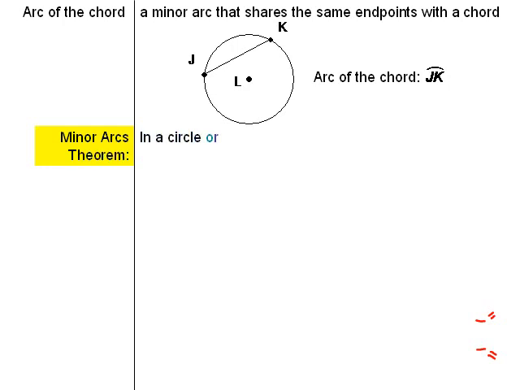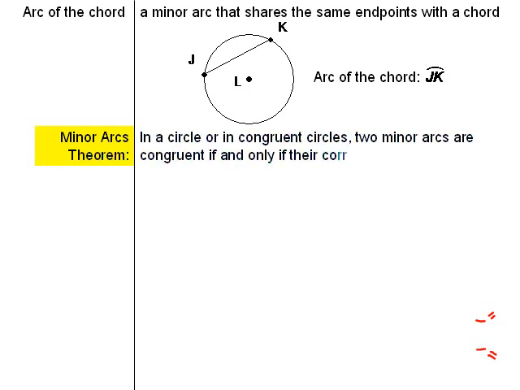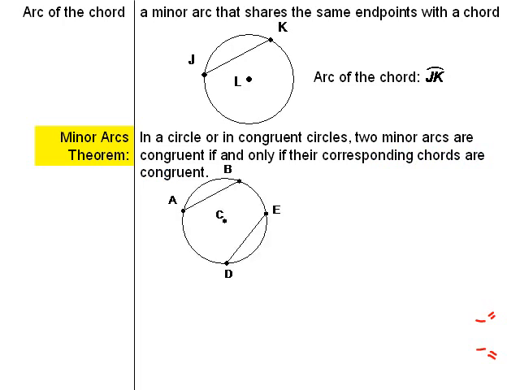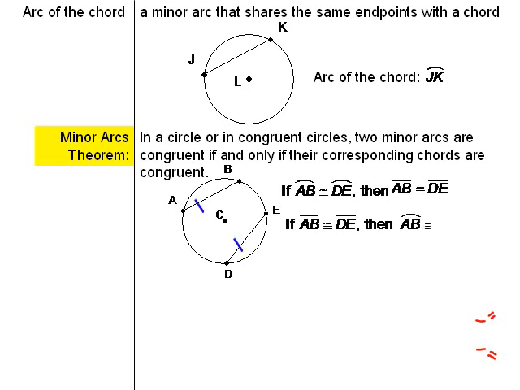Minor arcs theorem. In a circle or in congruent circles, two minor arcs are congruent if and only if their corresponding chords are congruent. So, given circle C with the two chords segment AB and segment DE, if arc AB is congruent to arc DE, then segment AB and segment DE are congruent. Since this is an if and only if sentence, that means the converse is also true. So if segment AB is congruent to segment DE, then arc AB is congruent to arc DE.